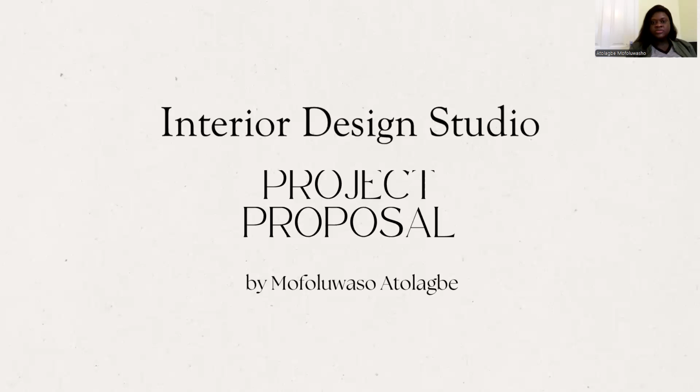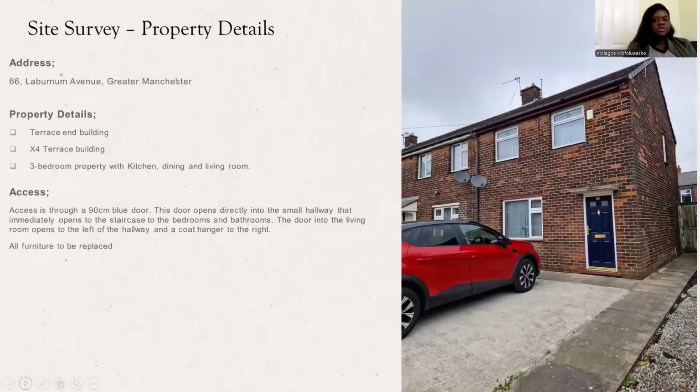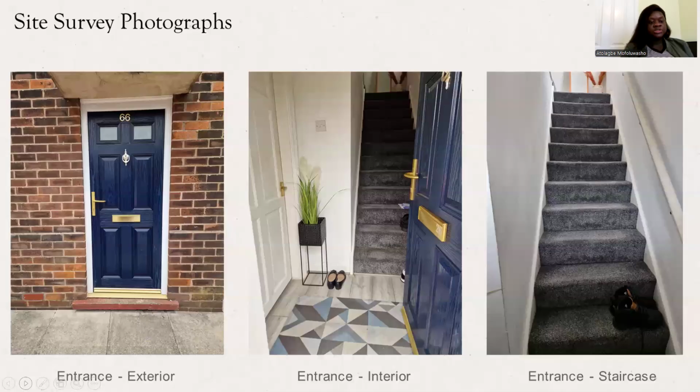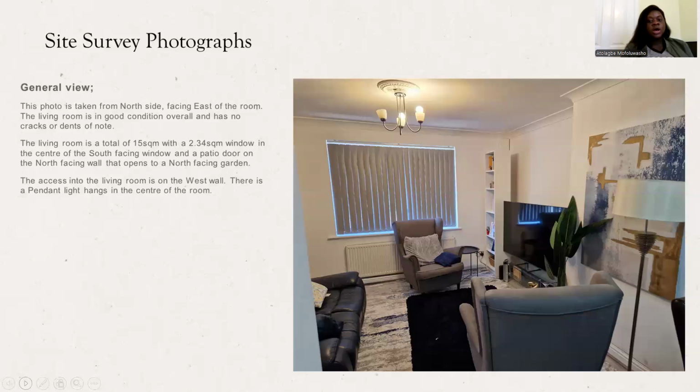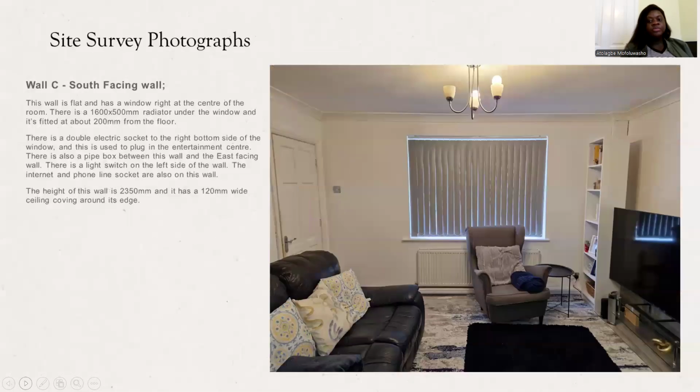So, first off, we'll start by looking at some of the pictures that we took. I'm sharing the screen with you, so can you see what I'm going through? I'll be going through some of the pictures we took during the first visit to your house. We took dimensions of the space and took pictures of what currently exists in your living room.